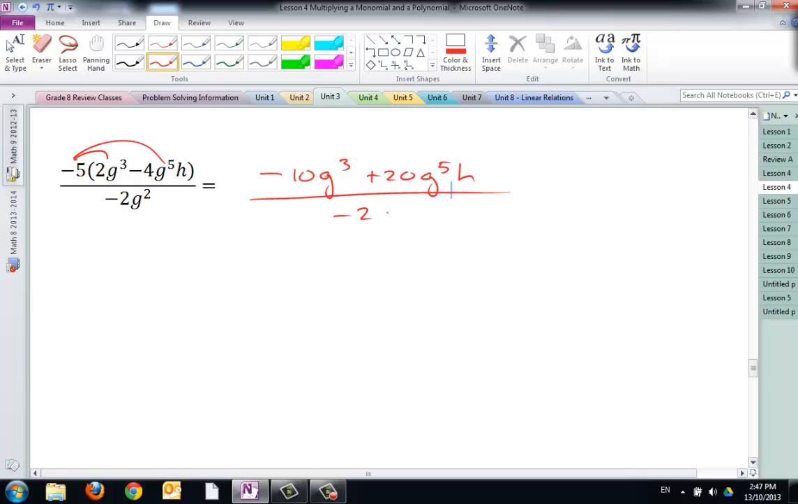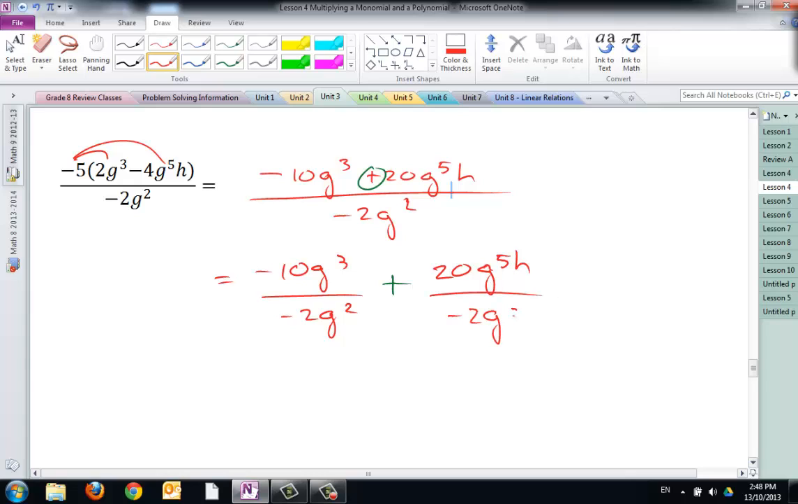Divided by negative 2g squared. And now I can do what I did before, minus 10g cubed divided by minus 2g squared. In this case, my sign is a positive, so I put my positive in. 20g to the fifth h divided by negative 2g squared. Careful with my signs again. Minus 10g cubed divided by negative 2g squared.